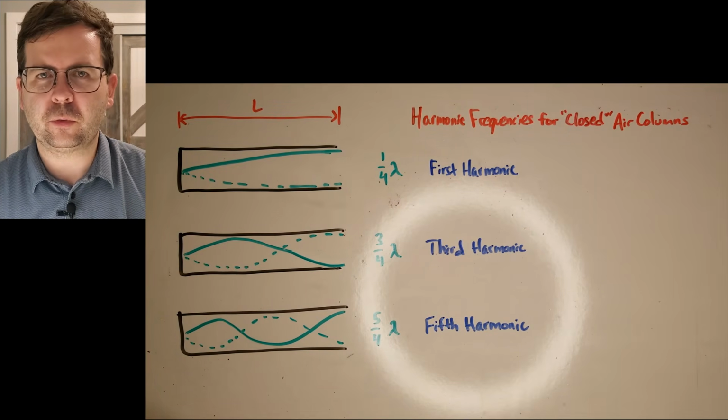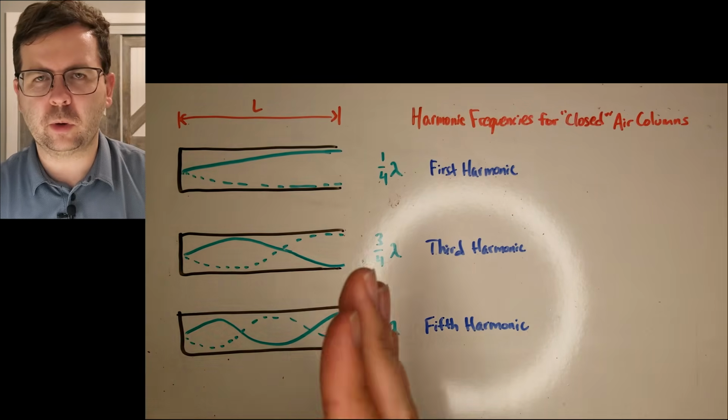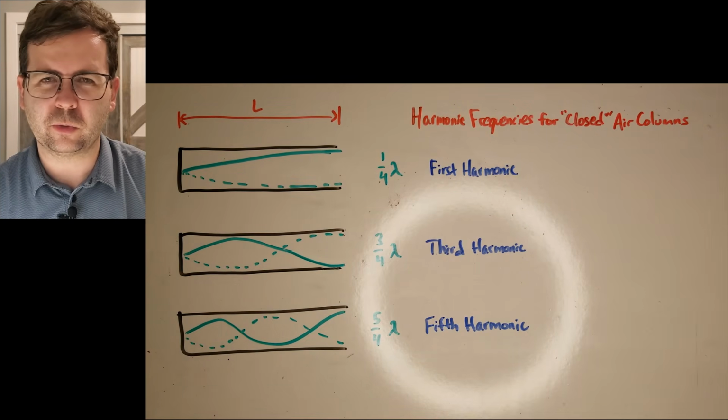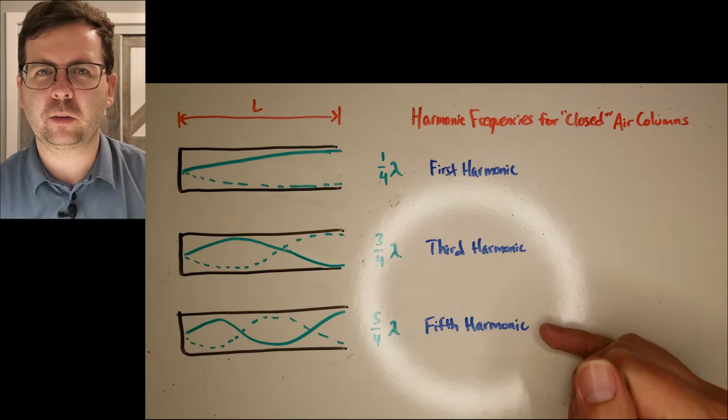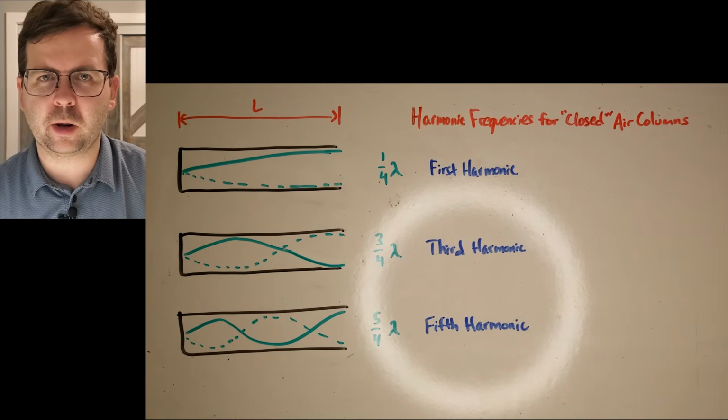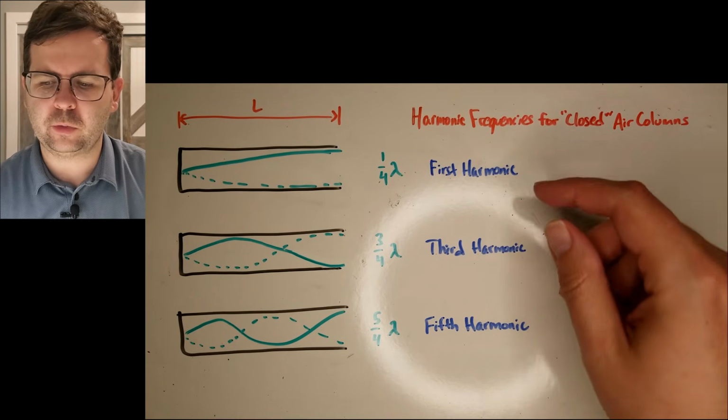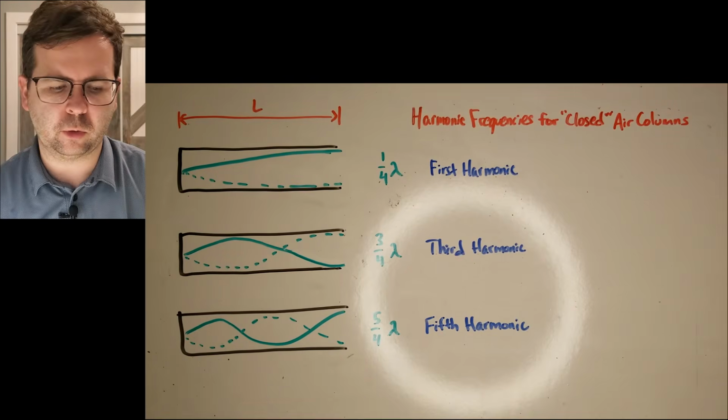So with this pattern, because it's a node on one end and an antinode on the other and they're different, we are only allowed to have odd numbered harmonics. There's no second harmonic here. There's no fourth harmonic. It's only first, third, fifth, and so on.